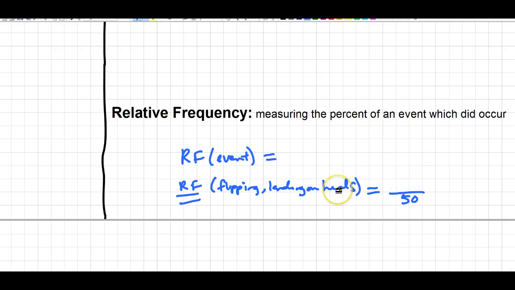So let's just say, for instance, you took the coin, you flipped it, you recorded your results, and you got heads 12 times. Your relative frequency then is going to be that fraction reduced to lowest terms. Keep in mind that we would expect it to be somewhere around 50%, but in real life, the relative frequency and the probability may not match.